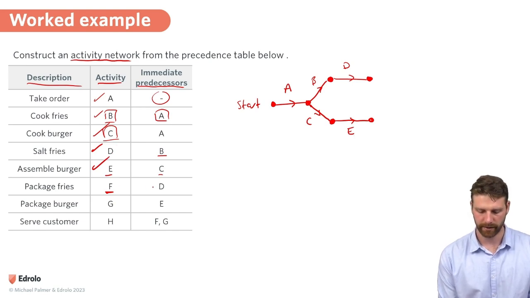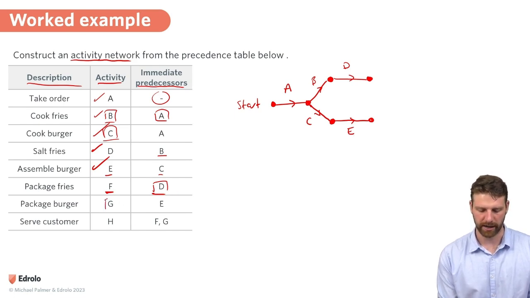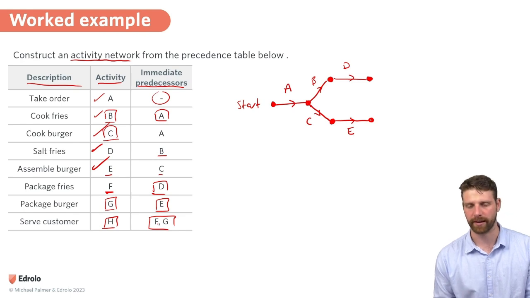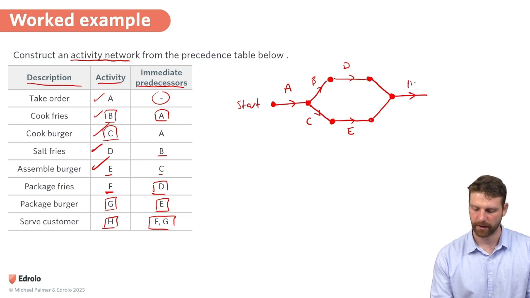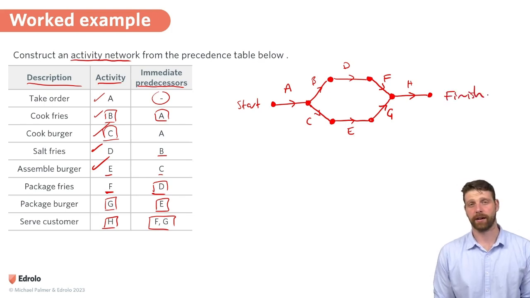So I can see that F, its immediate predecessor is D. I can also see that G has an immediate predecessor of E, and that H has predecessors of both of these. So what needs to happen here is that H needs us to finish F and G. So F comes straight after D, and G comes straight after E, and both of those are the immediate predecessors for H. And that's the last one. So we close off our vertex, and that's the finish. Okay, that's our diagram there.